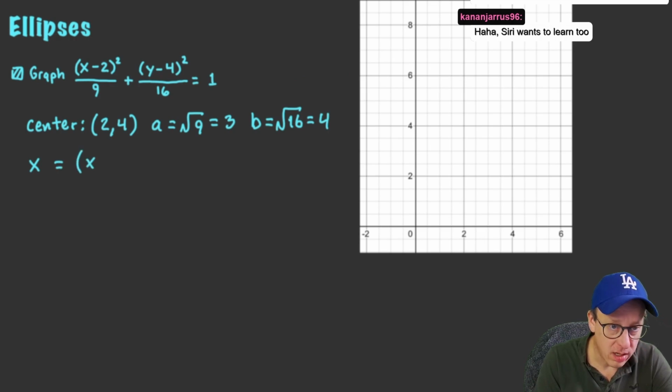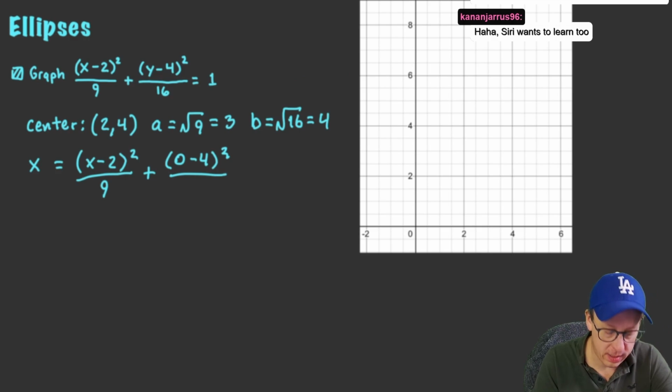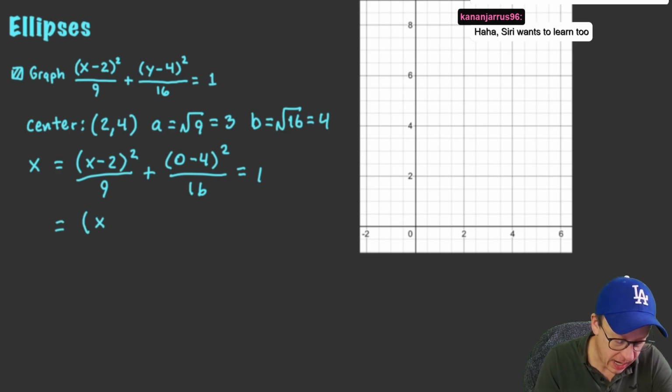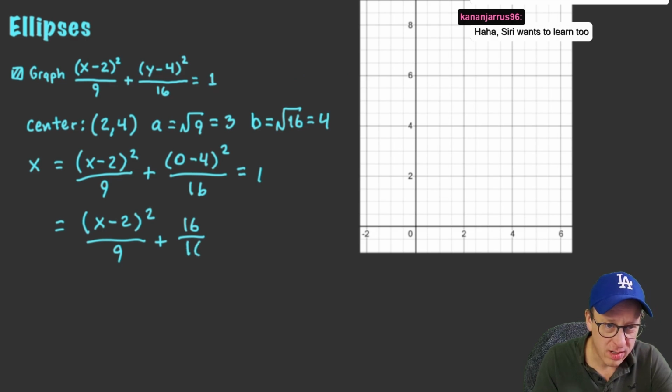And if we want to find our x-intercept, the x-intercept is going to be x minus 2 squared over 9. And we just put in a value of 0 for y, of course. So this is going to be 0 minus 4 squared divided by 16 equal to 1. Let's go and clean that up. That looks like a mess. All right, so this is going to be squared like that. And this is going to ultimately be equal to x minus 2 squared over 9 plus 16 over 16, which is going to be equal to 1. I just subtracted 1 from that.